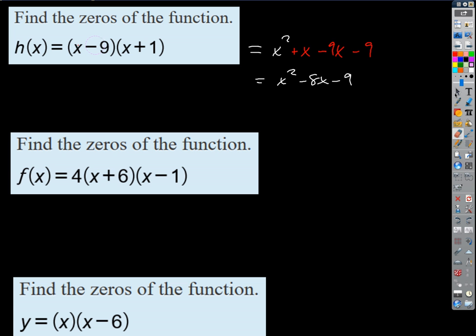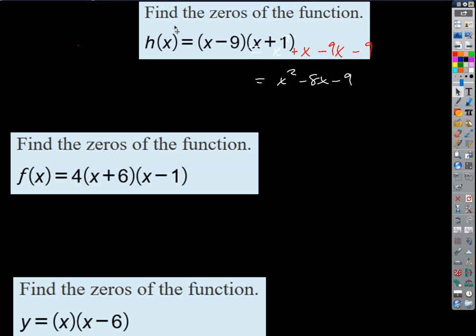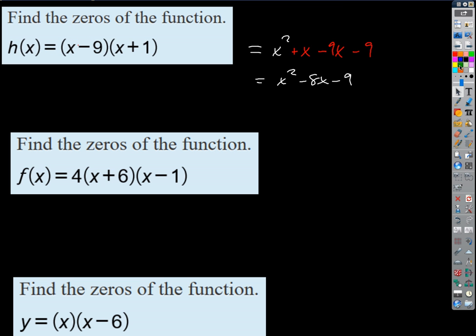But we want it in this form instead. It's already in factor form, written as a product of factors, and I want to find the zeros of the function. What are the zeros of the function? Those are where the function equals 0. By the zeros of the function, that just means I'm setting the function equal to 0. So here's the equation that I end up getting.